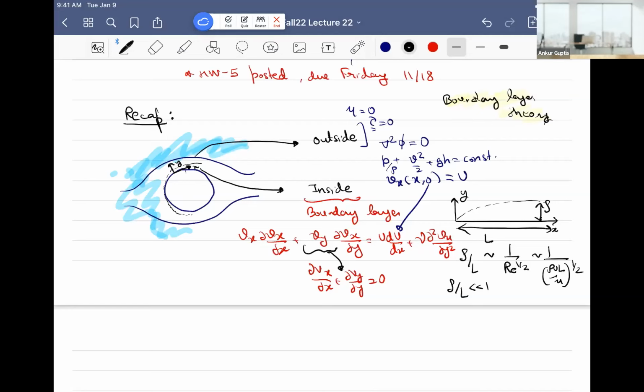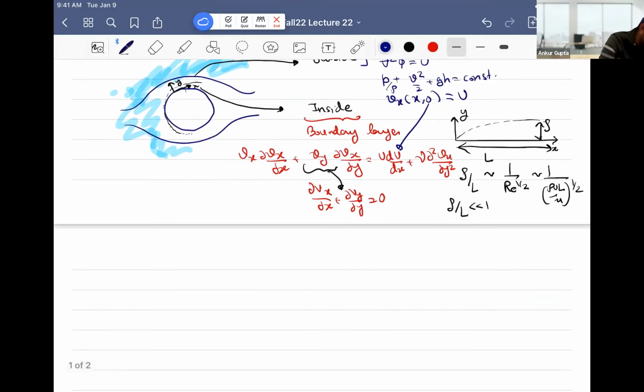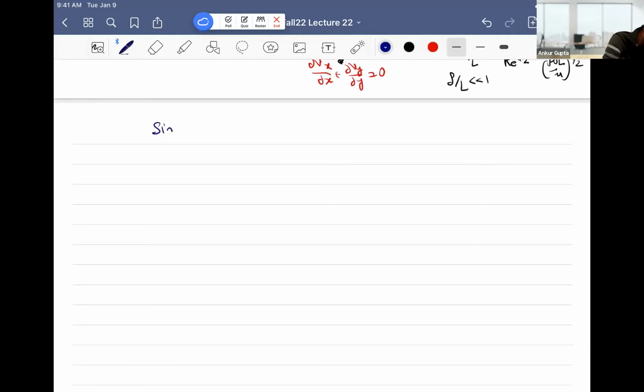To do that, let's try to simplify the system further. Simplify the geometry further.